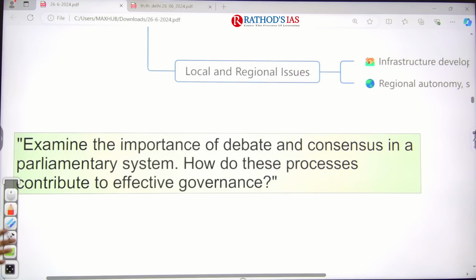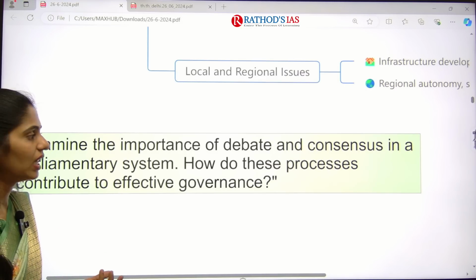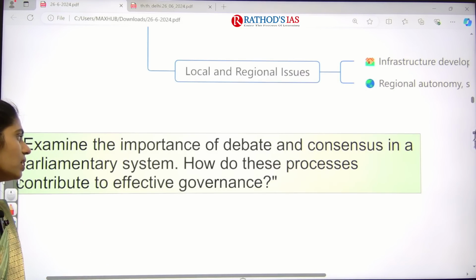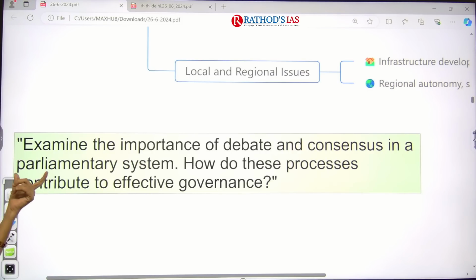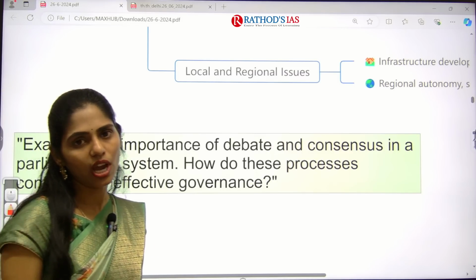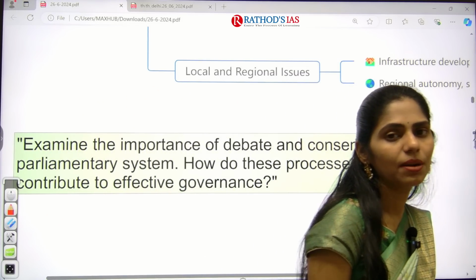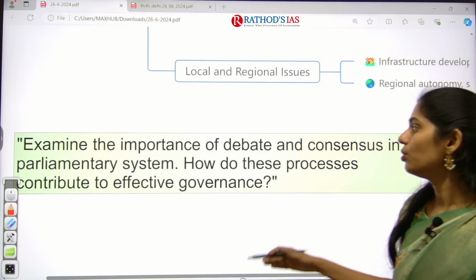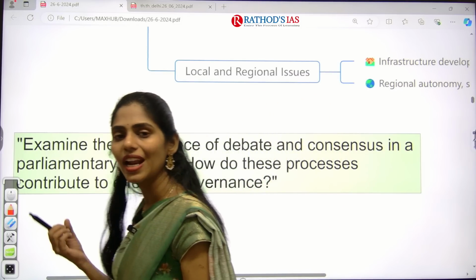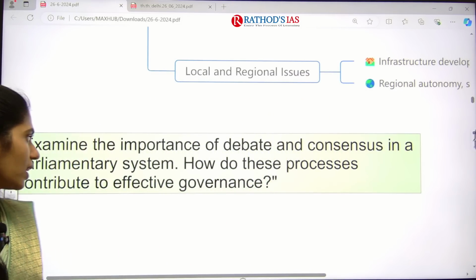So your question is: examine the importance of debate and consensus in a parliamentary system. How do these processes contribute to effective governance? So here I also added one more word, parliamentary system of democracy. So you have to write an introduction about this parliamentary system of democracy, and later on you can continue about what is the importance as well as what is the significance. Clear?